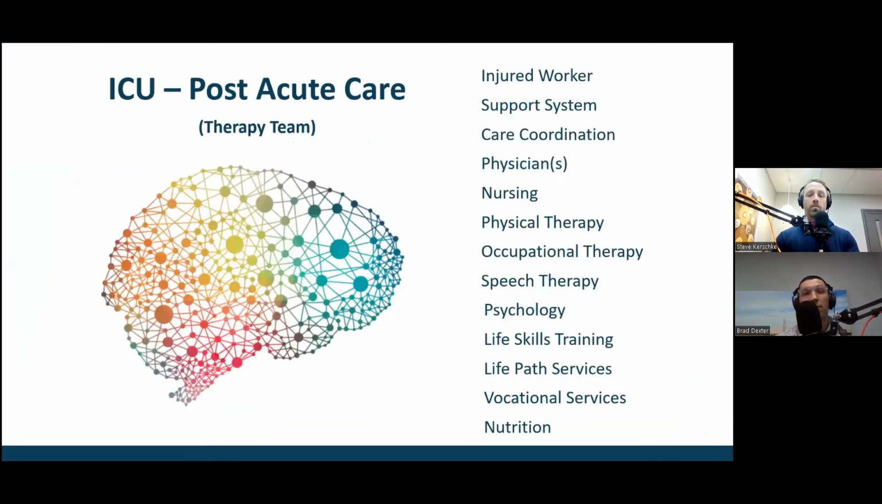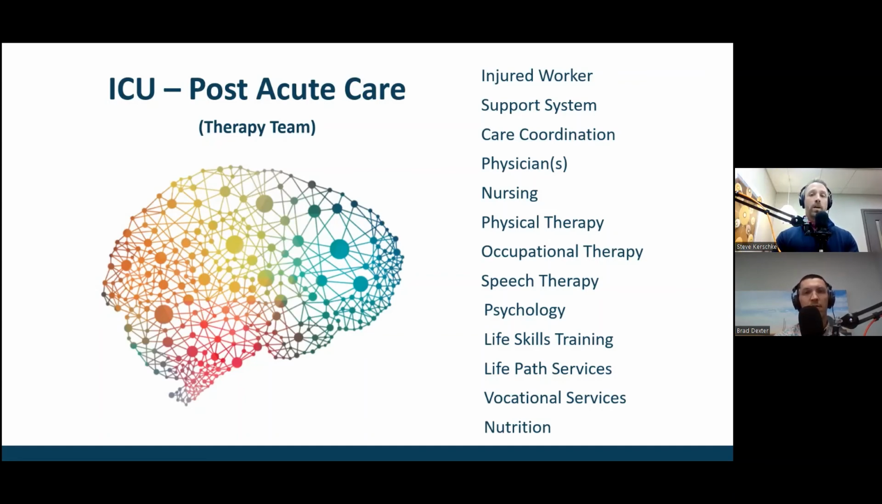All right, so we talk quite a bit about what a therapy team looks like, from ICU really through a post-acute program. It's pretty extensive, and we've already mentioned that the support is really, really high. Typically, these individuals are all at the same setting. So obviously the injured person, we have injured worker here. We deal a lot with work comp. The support system is going to be available, any sort of care coordination, if that happens to be available, and then all of the medical professionals that are involved here.